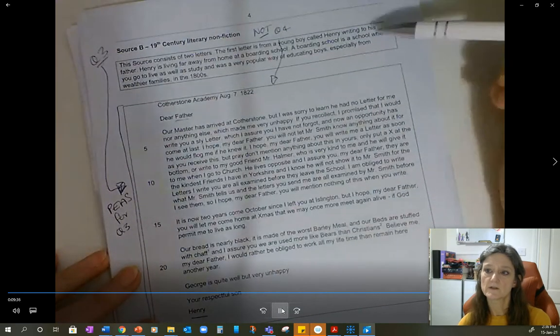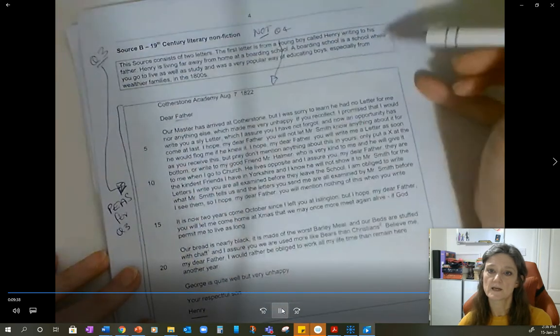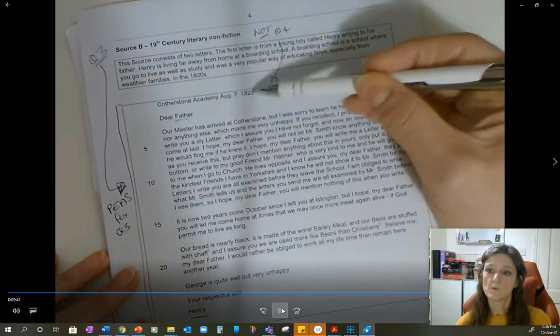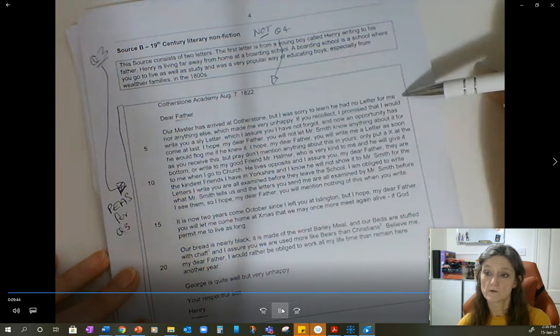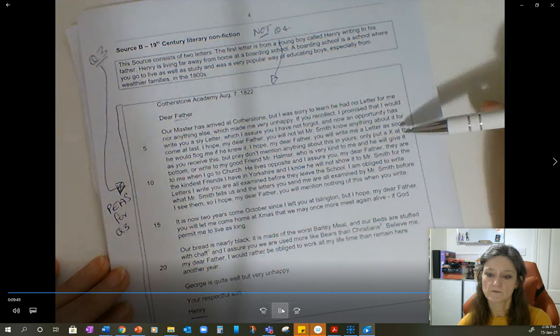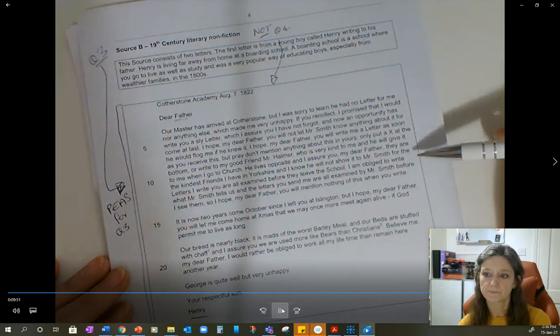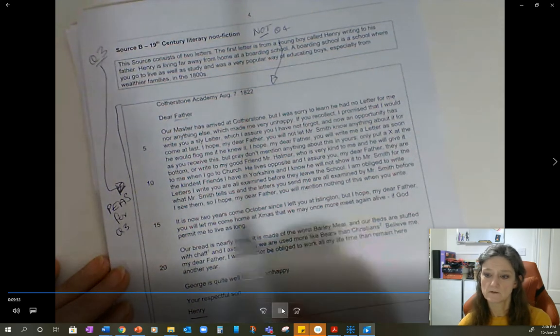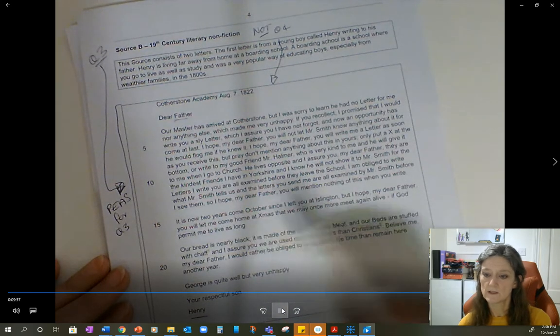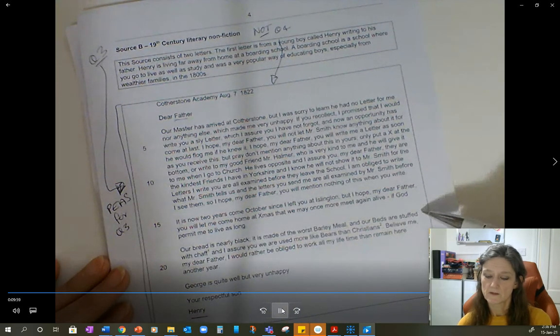Paper's all lovely and annotated. Okay, don't forget to read the blurb in the box. It gives you all the context that you need. It tells you what a boarding school is if you're not sure. I'm sure you've all read Harry Potter, so you know. And then I'm reading through Dear Father, Love Henry. Yeah, reading through. Using the pen so I don't skip lines.